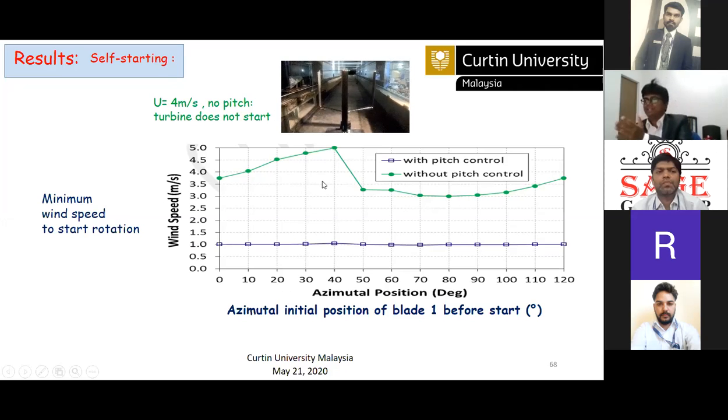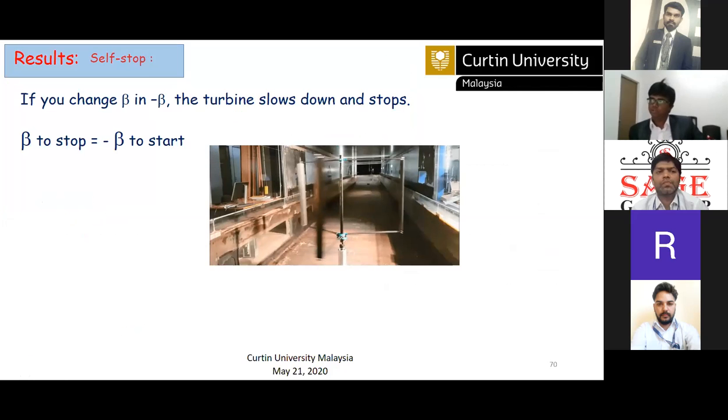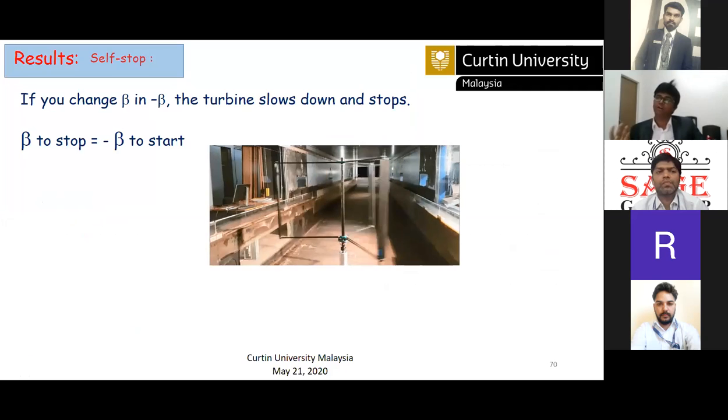At a certain angle of attack, it starts at 5 meter per second. At a certain angle of attack, it starts at around 3.5 or 4 meter per second. We can see how the starting capability has been improved by the pitch control implementation. And then we have also tested the function for the beta, meaning how to stop the turbine.